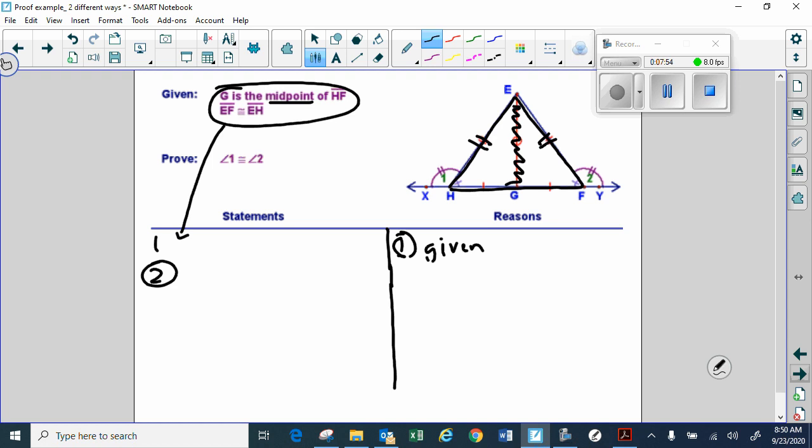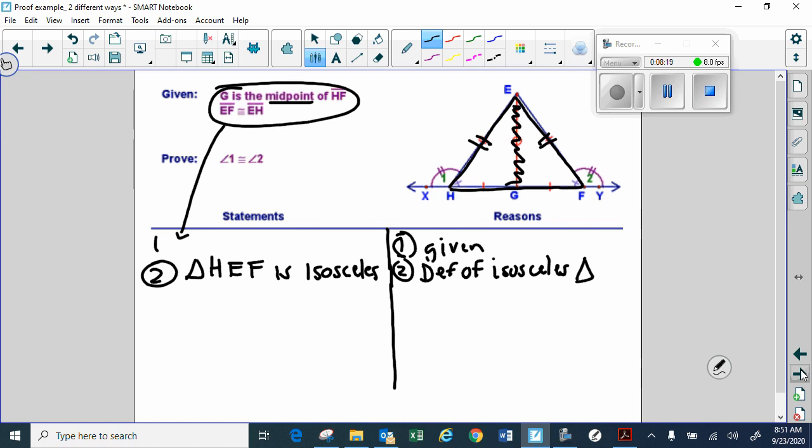So step 2, I'm going to say triangle HEF is isosceles, or isosceles triangle. Okay, definition of isosceles triangle. Remember, what's the definition of isosceles triangle? At least 2 congruent sides. Don't we have 2 congruent sides right there? Yes, we do. Now, the reason we're having to say that, even though it's common sense that this is an isosceles triangle because we see 2 congruent sides, is because of my next step I'm going to use.